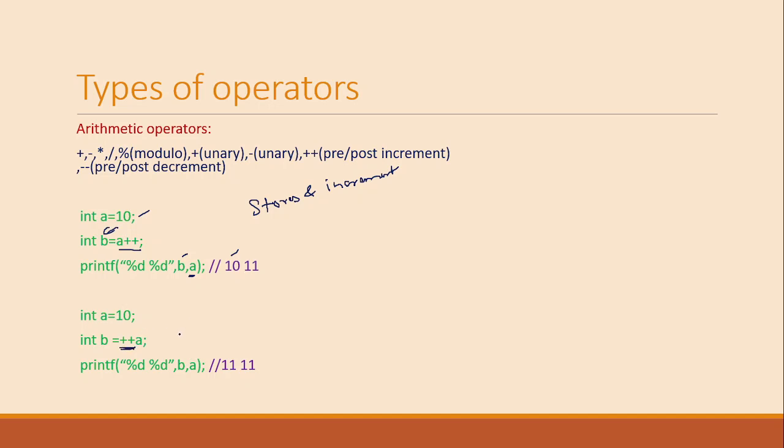Now in the next case, we have a pre-increment operator. Pre-increment operator is increment and then store. So that is the difference. So in this case, A will get incremented first, okay, and then it will store. Now in this case, it increments, it will become 11. 11 will be assigned to B, and now when I print B and A, it will be 11 and 11. So that's how it works.